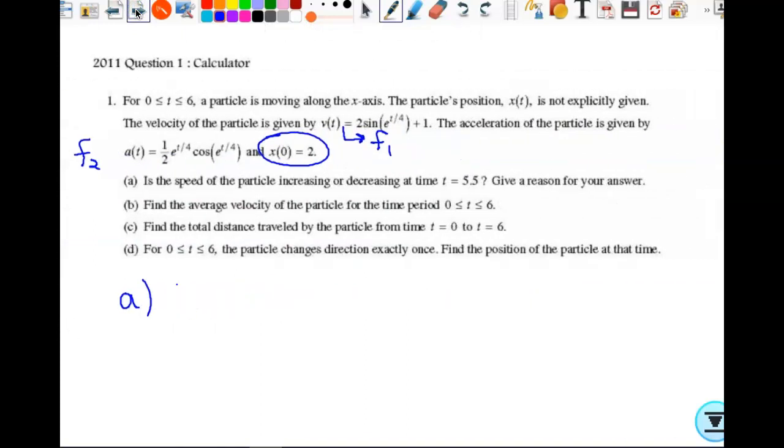So I don't have to do any calculus here, guys. Both of those functions would already be in the calculator. So I evaluate our velocity function in F1 at 5.5. I write down what it is. Okay? I do the same thing for acceleration. And then we compare the signs.